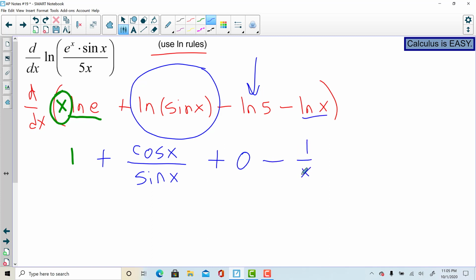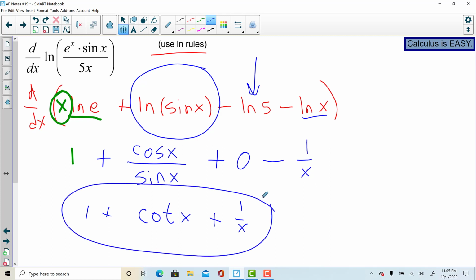Now you can leave your answer like this. Some people will trade this for cotangent. But there's no need to combine all these into one single fraction. You can just leave it like this.